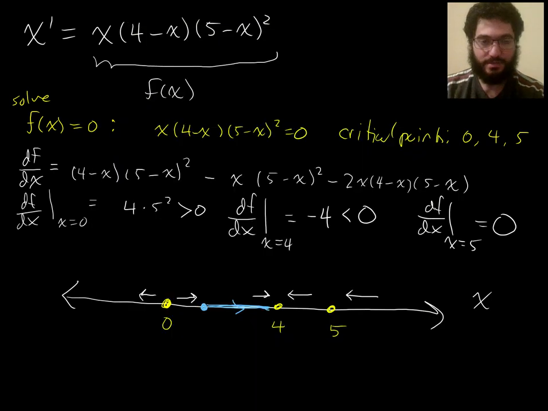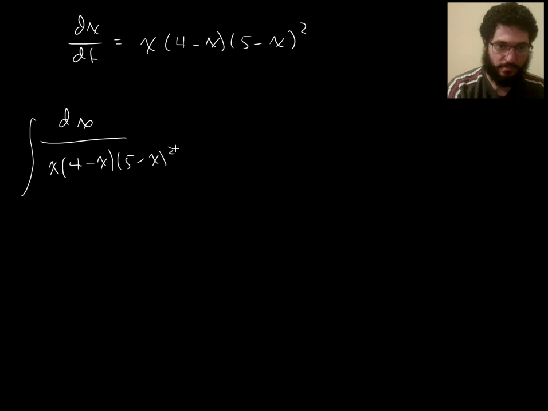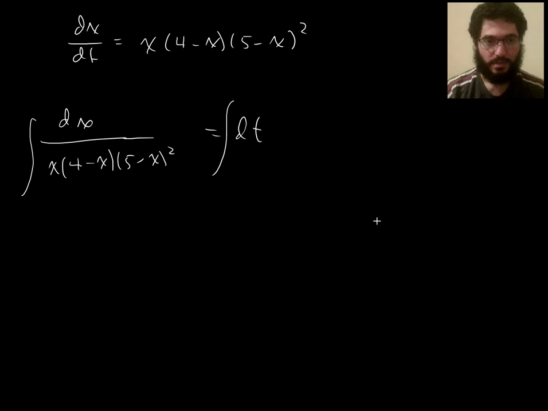Actually, first, let me write down the differential equation again. It's x prime, so dx/dt, equals x times (4 minus x) times (5 minus x) all squared. And this is separable. So we just have this nasty integral to do, and that will get us a solution. Let me go ahead and do that integral in Mathematica.